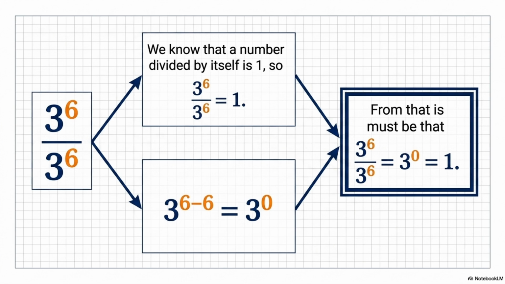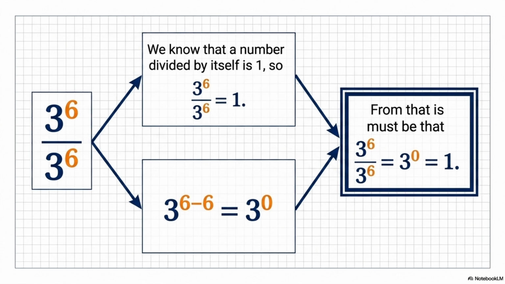Okay, let's play this out. Let's say the problem is 3 to the 6th power divided by 3 to the 6th power. Following your quotient rule, I subtract the bottom exponent from the top. 6 minus 6 is 0. Yep. The answer gives me 3 to the power of 0. What in the world is a 0th power? How do you multiply a number by itself 0 times?